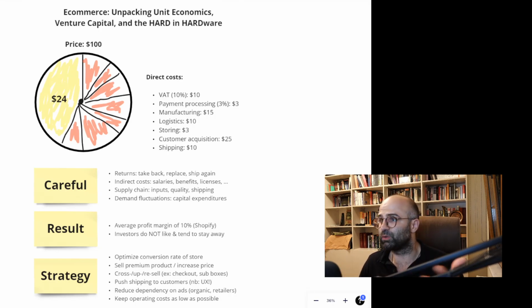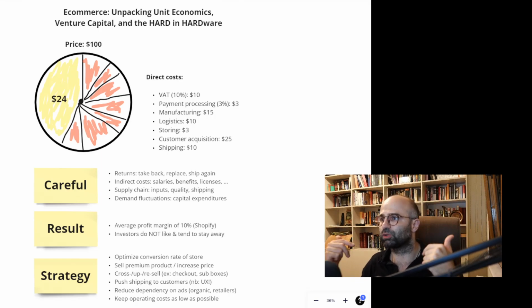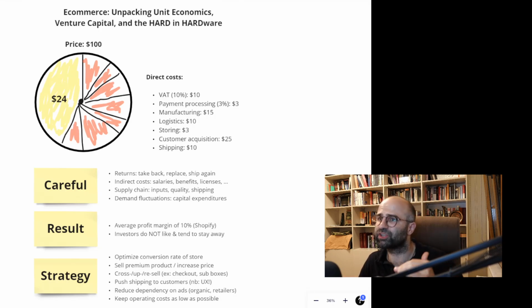And so you have to get the capital somewhere in order to push it to your suppliers and to your supply chain, and at a later point collect money from your customers. But that could take time. Now, what is the result of all of this? Both the direct cost, the returns, the indirect costs, the supply chain considerations, and the demand fluctuations is that the average profit margin of an e-commerce business is just 10%. That's per Shopify. The average profit margin of a software business could be somewhere as high as 70 to 80, potentially even higher than that, which is why software is so attractive to venture capital investors. And that's the second bullet point on the results that you're seeing on my whiteboard here.